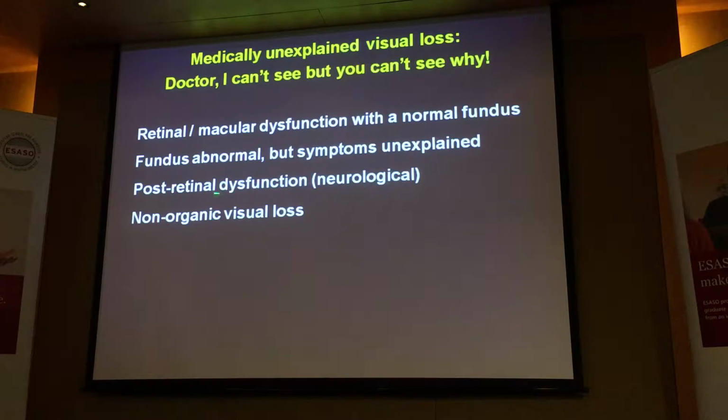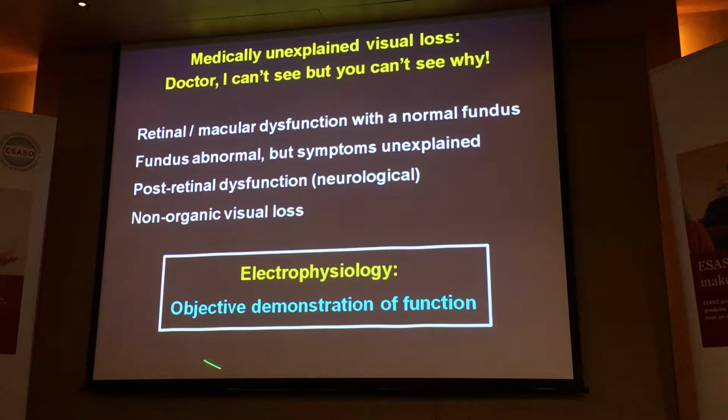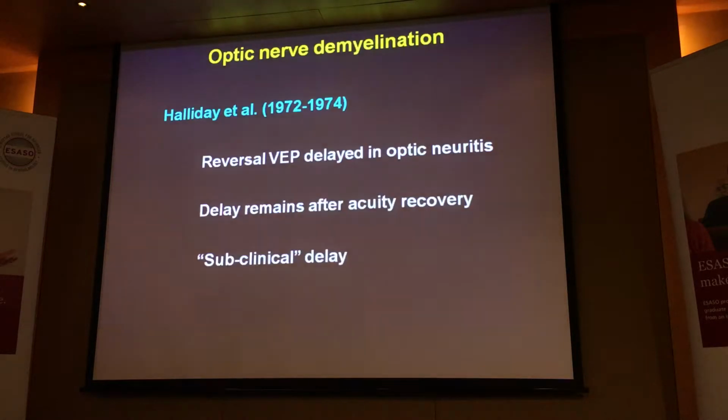Of course, you can have neurological disease. You may or may not see afferent pupillary defects. Afferent pupillary defects can occur in maculopathy, they can occur in retinopathy, they can occur in optic neuropathy. And if you've got both optic nerves affected, you don't necessarily see a relative afferent defect either. So always be cautious of making a diagnosis of non-organic visual loss, because that's the route you go down. So of course, again, electrophysiology, objective demonstration of function.